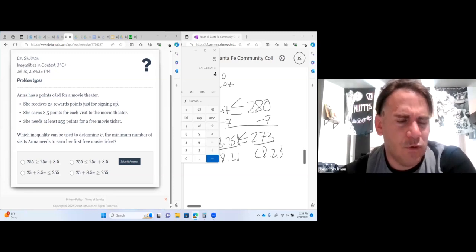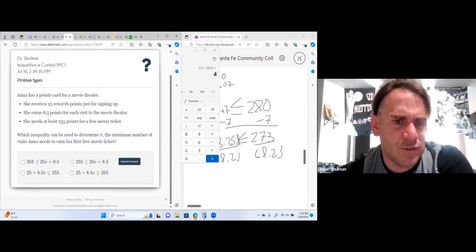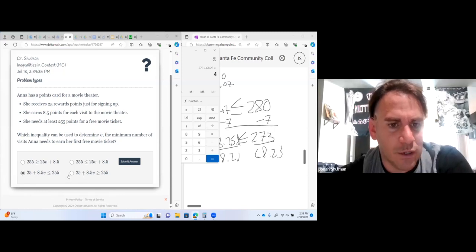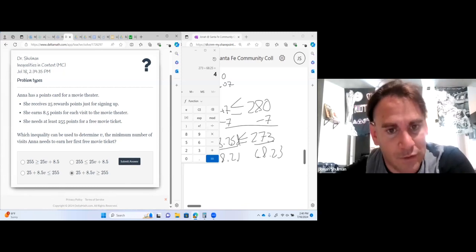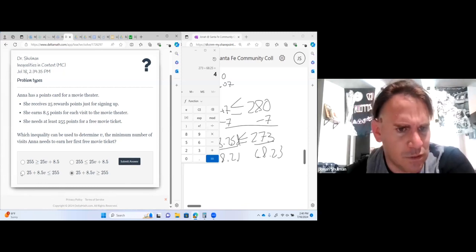Anna has a points card for a movie theater. She received 25 points just for signing up. So that's 25 plus 8.5 for every visit to the theater, and she needs at least, so it's one of these two. She needs at least, so she can get more. At least means, what is the minimum number? Okay, they want the minimum number, so it's this one.